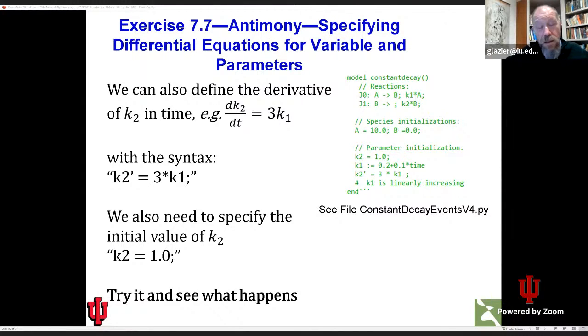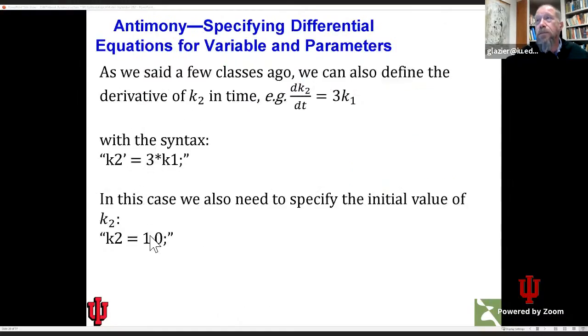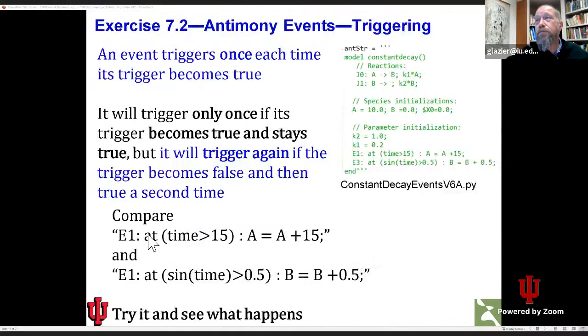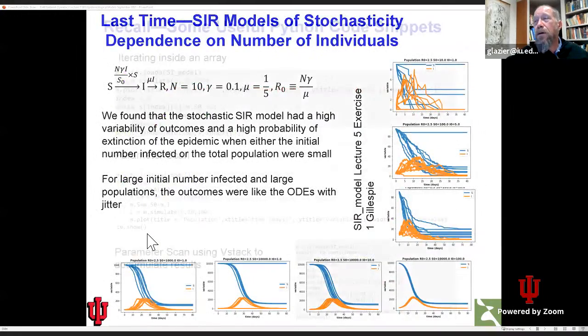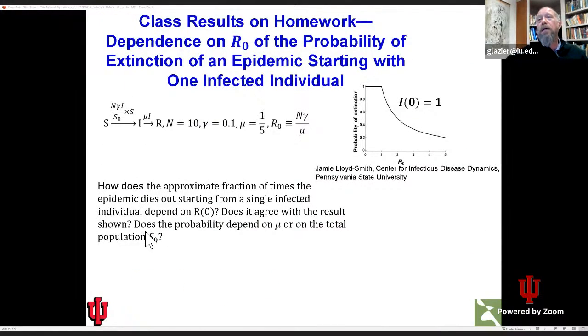Ryan, homework. Okay, so I guess there's a consensus. But let's come back to the homework problem. The homework problem was, let us take the SIR model and we are going to start with one infected individual, and we're going to calculate the probability that we have extinction of the epidemic. And we're going to evaluate that as a function of R naught.